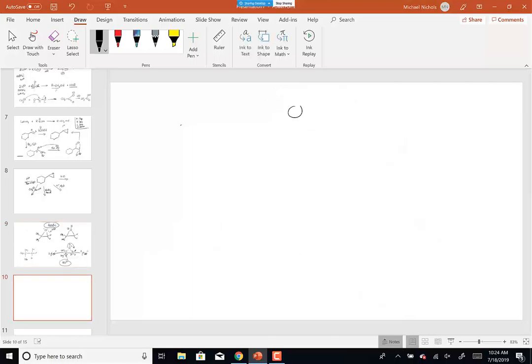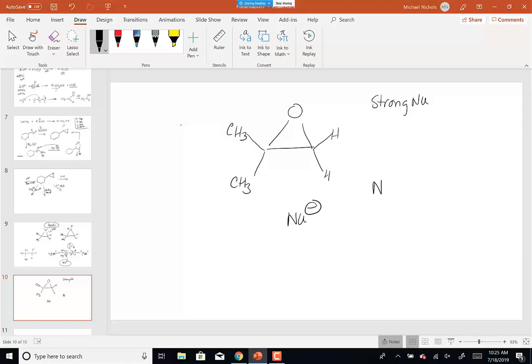So now you might say, as the book does, let's add a strong nucleophile to this epoxide without acid. So take a strong nucleophile and add it to the epoxide without acid. What's going to happen? This nucleophile is strong enough, it doesn't need acid to open up the epoxide. So where's that nucleophile now going to add? A or B? B?